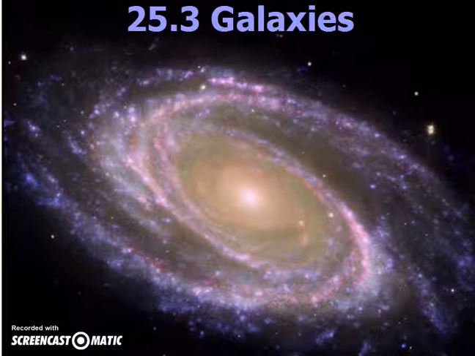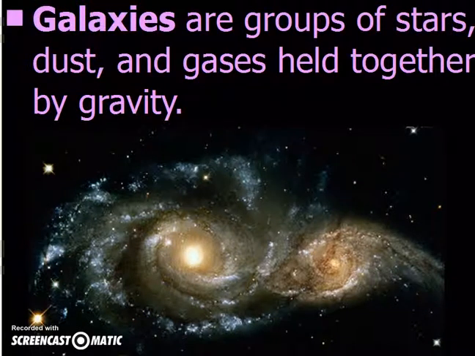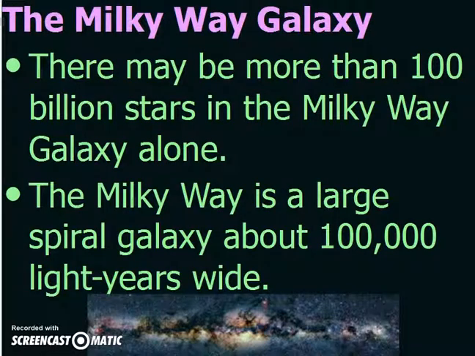All right, chapter 25, section 3, and we're almost done for today. We're going to talk about galaxies. Galaxies are considered to be groups of stars, dust, and gases that are held together by gravity. As you can see here, we are in a galaxy. The name of our galaxy is what? The Milky Way, right?